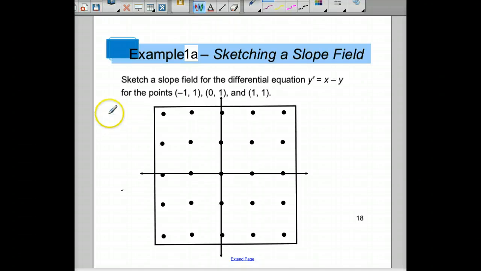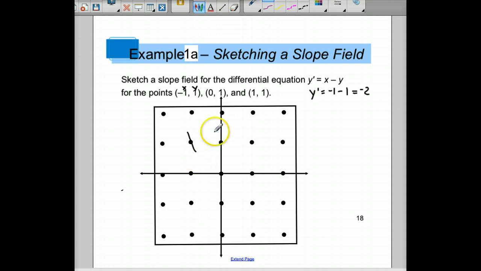Okay, so example 1, this is the first thing you'll have to be able to do for the AP test. Sketch a slope field for the differential equation y prime equals x minus y. We're just going to do these 3 points. So this is x and this is y. So y prime will equal -1 minus 1, which is -2. So the slope at the point -1, 1 is -2. So locate the point -1, 1, and then draw a line segment that has a slope of about -2. A slope of -1 would be 45 degrees, so it's steeper than that, so I would say about like that.